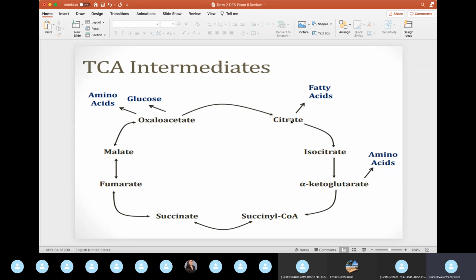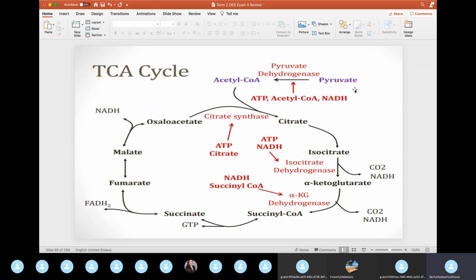regulation. Citrate can go to fatty acid metabolism. Alpha-ketoglutarate can go to amino acid metabolism. Oxaloacetate can be converted back to glucose and to amino acids. So the TCA cycle is important because it can provide substrate to different pathways. It can provide substrate for fatty acids, amino acids. It can be directly converted to glucose via gluconeogenesis. So this pathway is very, very important.